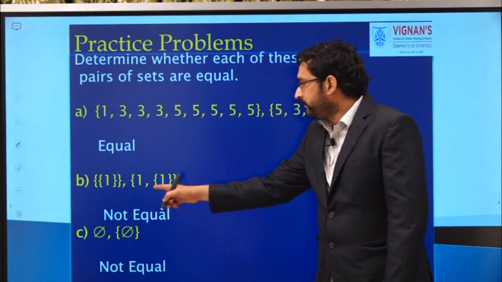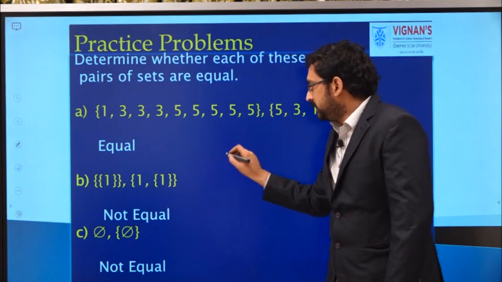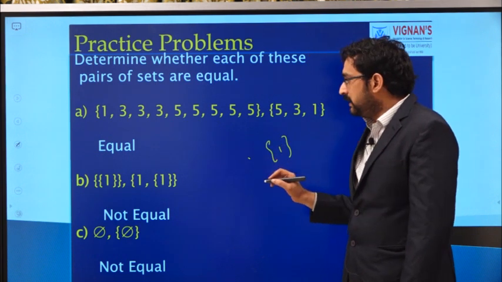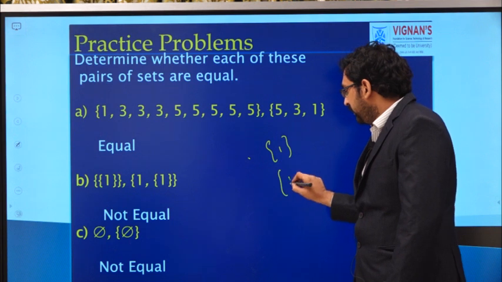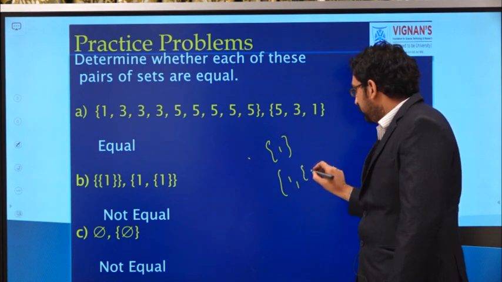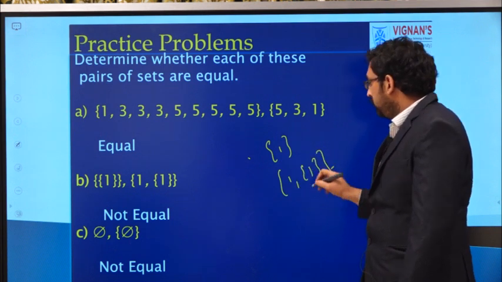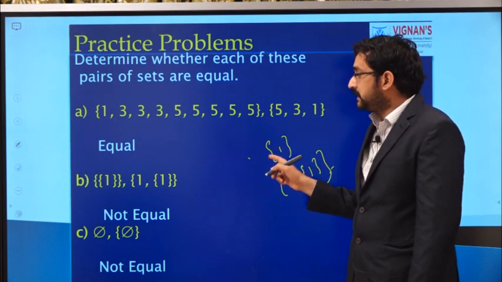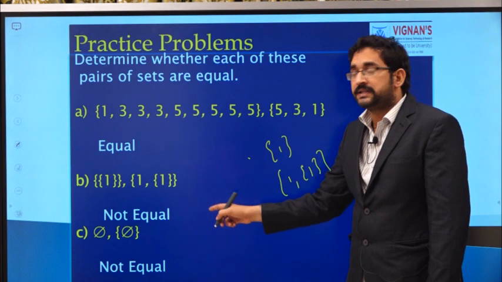See the next one. Here we have two sets. One set contains singleton 1 as its member, and another set contains two elements, 1 and singleton 1. So this set contains two elements, and this set contains one element. Hence, it is clear that both are not equal.